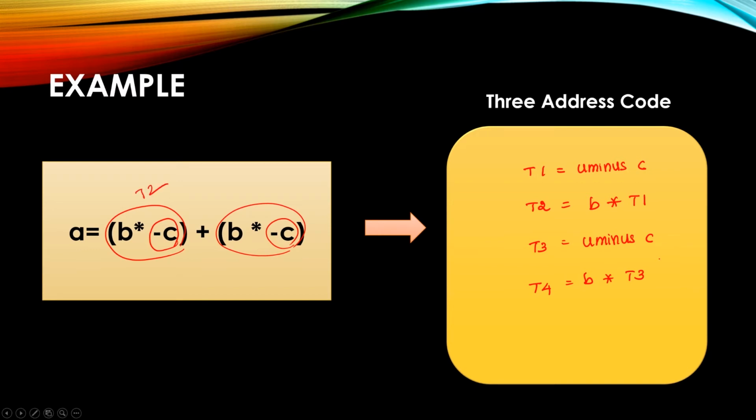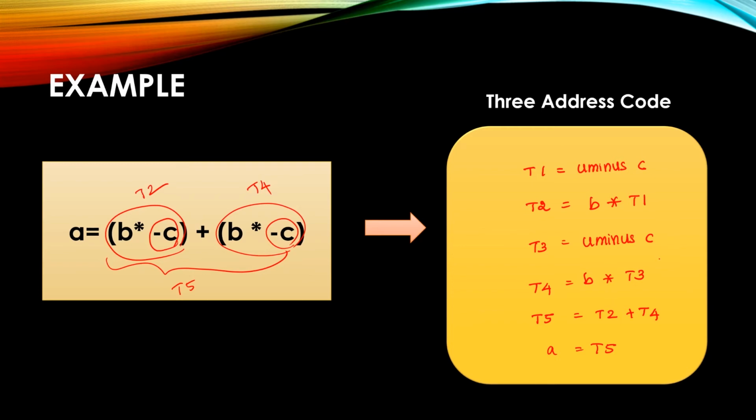Finally, the result of the first complete expression is under T2, and the result of this complete expression is under T4. We have to add both. So, T2 and T4 are added and the result is stored in T5. So, the complete value of this expression is stored under T5. Now, this T5 value is assigned to A. So, A equal to T5. So, this is the corresponding 3 address code for our expression.